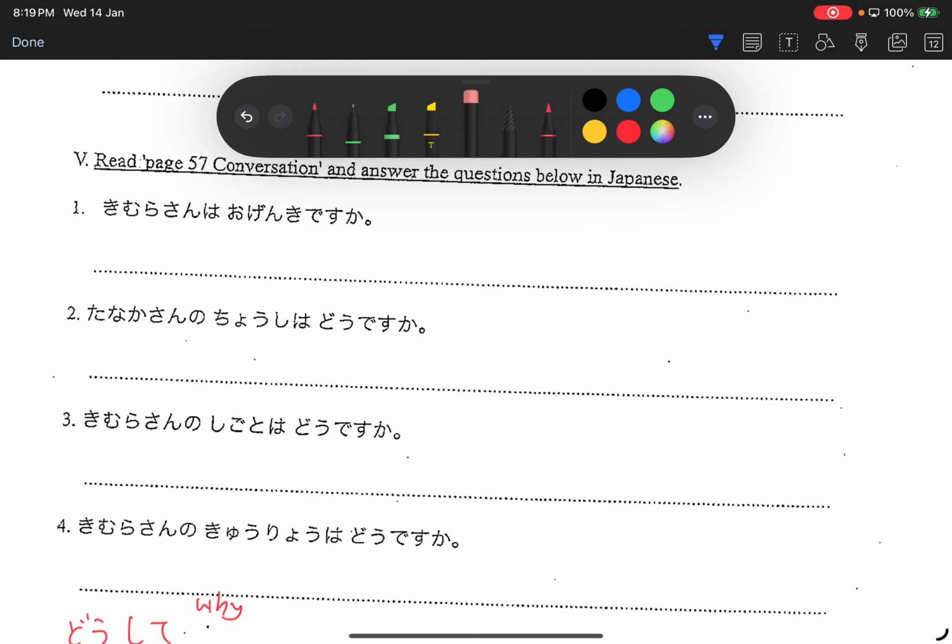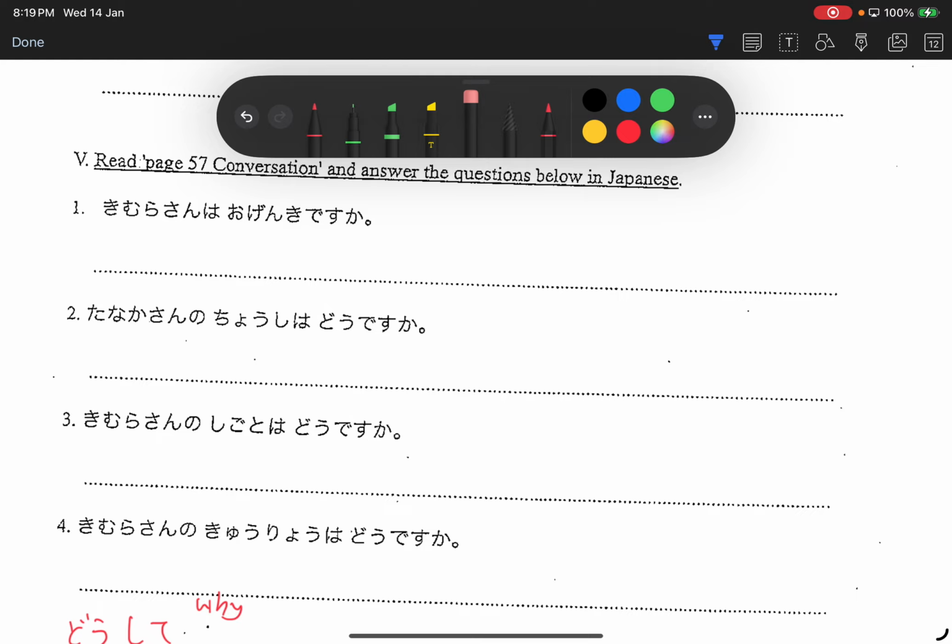Okay, let's talk about the conversation. Question number 1. Kimura-san wa o genki desu ka? Hai, お元気です。 How do we know he is genki? Number 3, right? Hai okage-sama de. So that suggests that he is genki, right? Thanks to you, I'm well. So hai genki desu. I'm answering the question. He's answering the question. He's not answering the other person. When you are questioned, o genki desu ka?